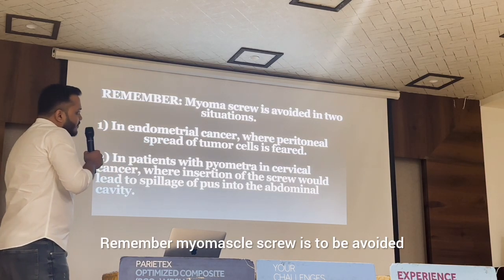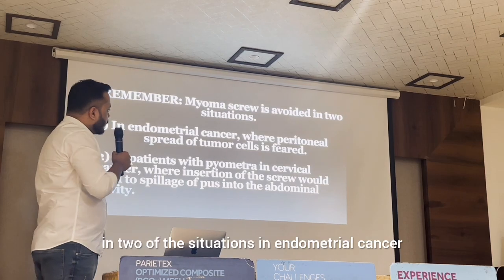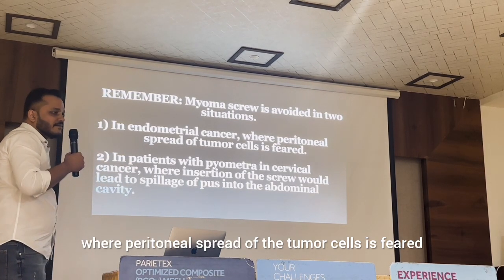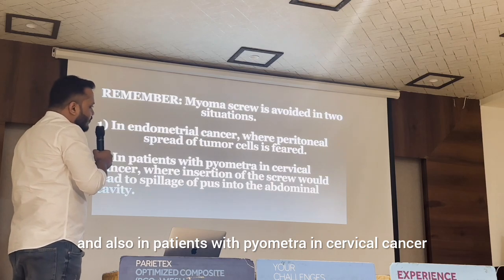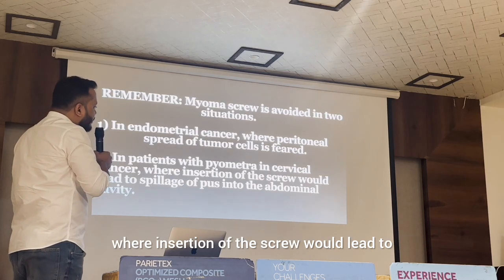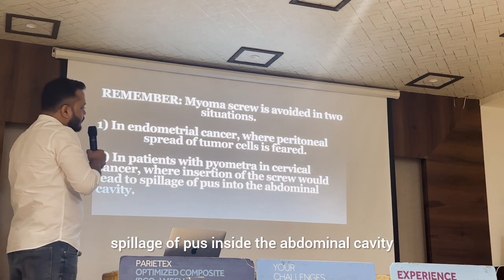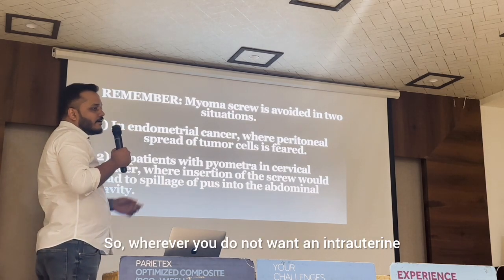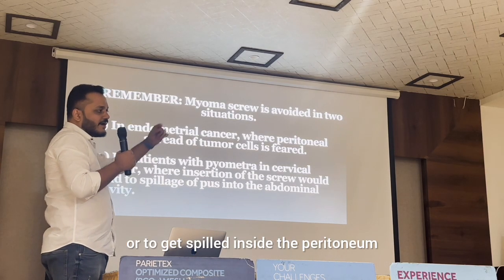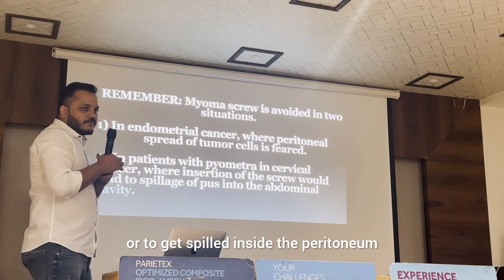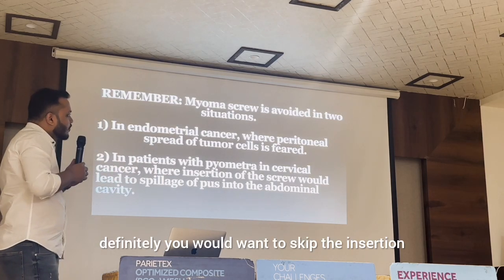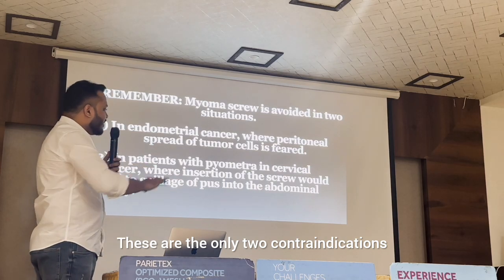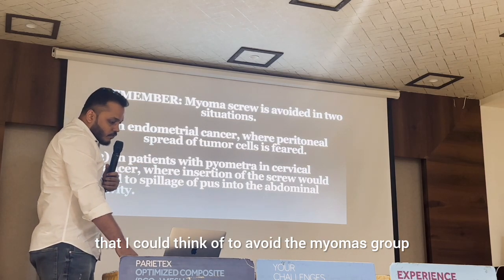Remember, the myoma screw is to be avoided in two situations: in endometrial cancer, where peritoneal spread of the tumor cells is feared, and also in patients with pyometra or cervical cancer, where insertion of the screw would lead to spillage of pus inside the abdominal cavity. So wherever you don't want an intrauterine pathology to spill inside the peritoneum, you would want to skip the insertion of the myoma screw. These are the only two contraindications that I could think of.